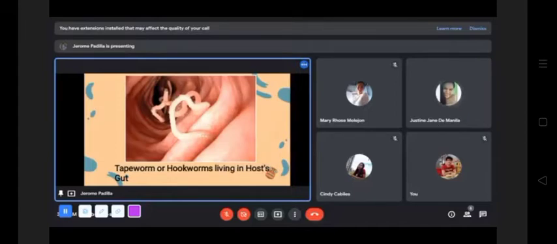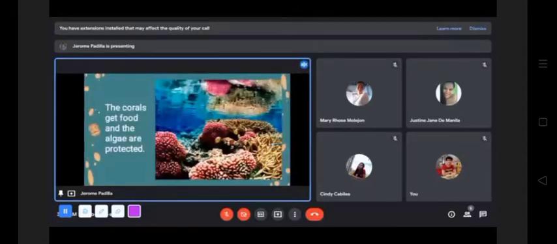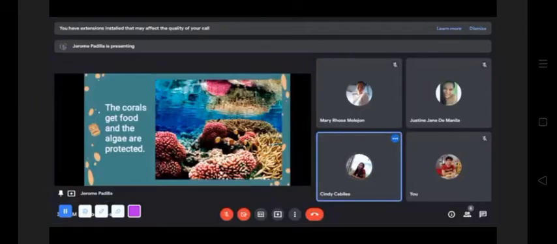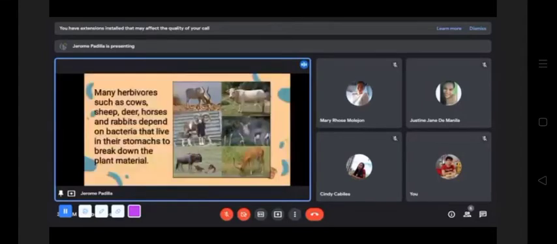How about tapeworms or hookworms living in a host's gut? Okay, thank you for that, Ma'am Jane. How about this? The corals get food and the algae are protected. Okay, anyone from the class? Mutualism, sir. Okay, that is mutualism. Correct. How about this? Many herbivores such as cows, sheep, deer, horses, and rabbits depend on bacteria that live in their stomach to break down the plant material. What is this? Anyone from the class? Parasitism.